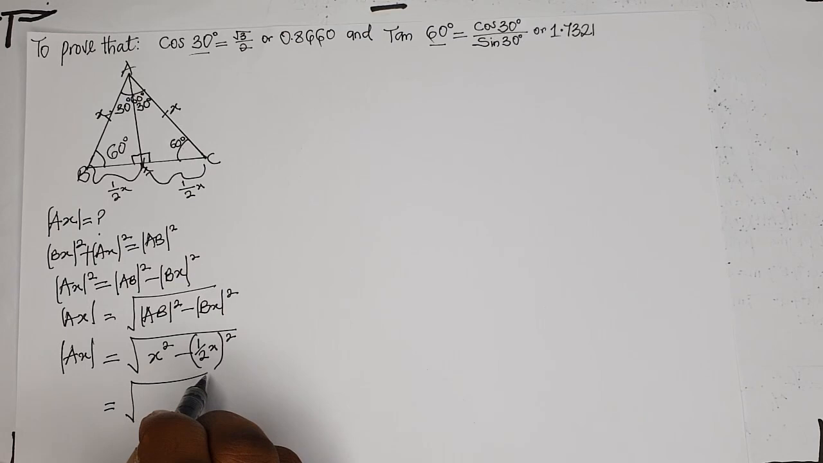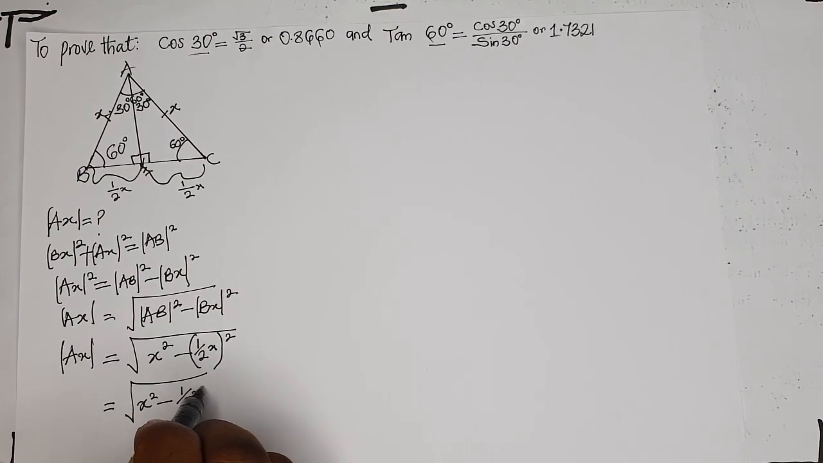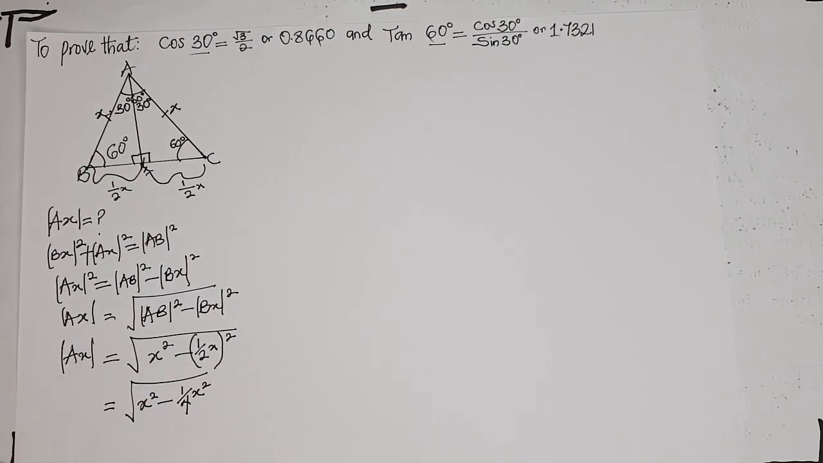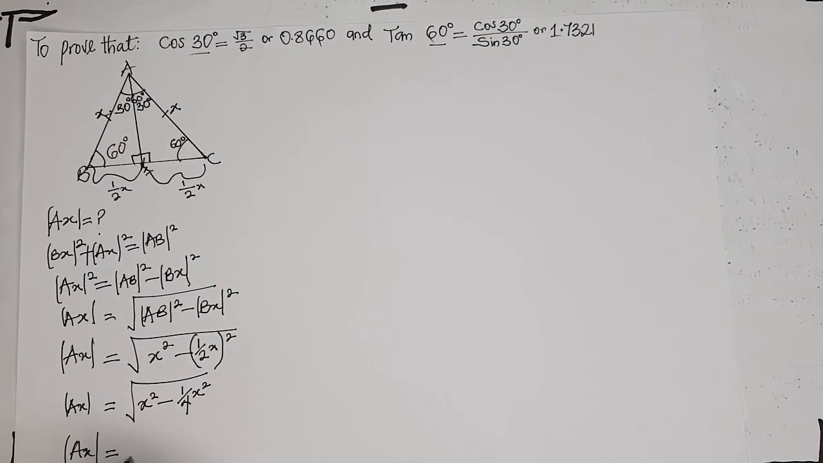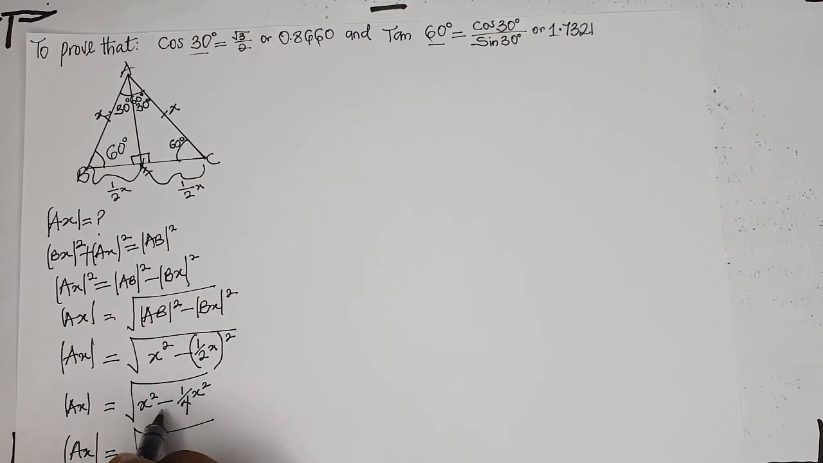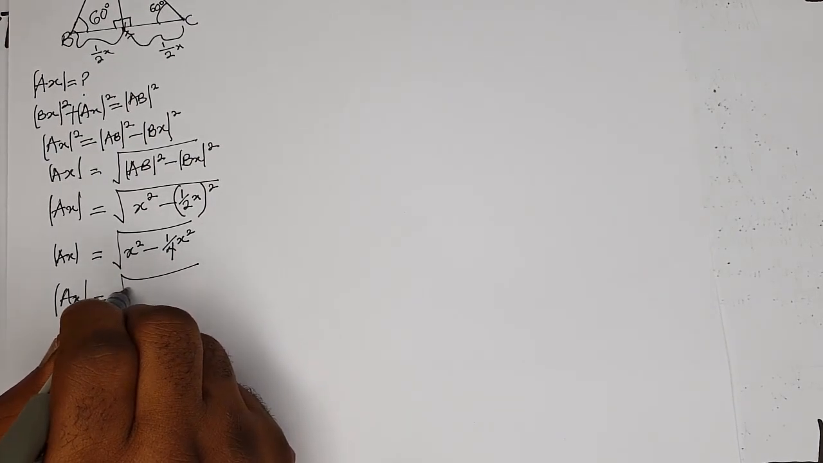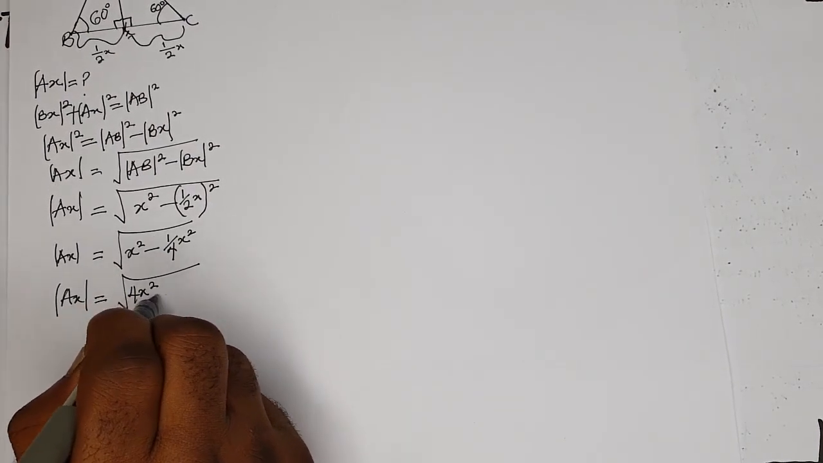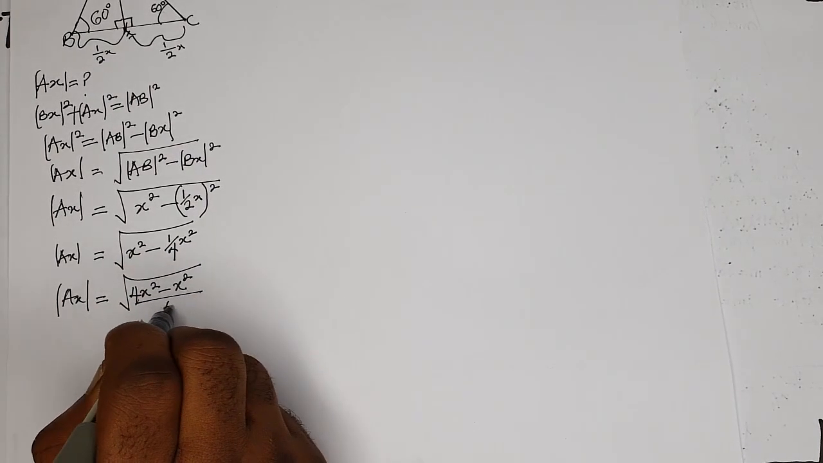So this comes down to x squared minus 1 squared is 1, x squared remains x squared, and then 2 squared is 4. So we have 1 upon 4 of x squared. Now we can solve this fractionally in order to simplify what is inside the square root. So our AX will be equal to the square root of 4 times x squared is 4x squared minus 1x squared, or just write it as x squared, all over 4.